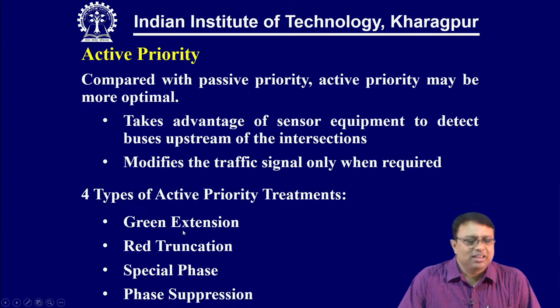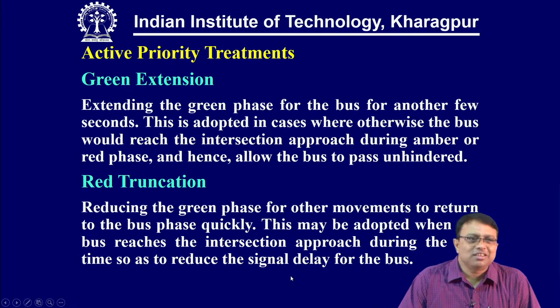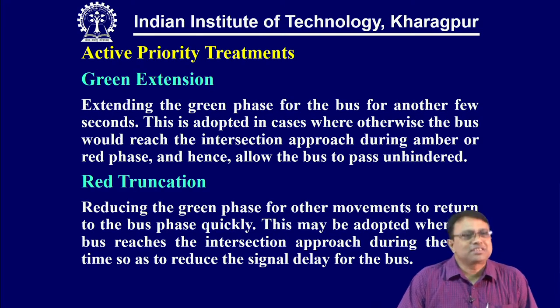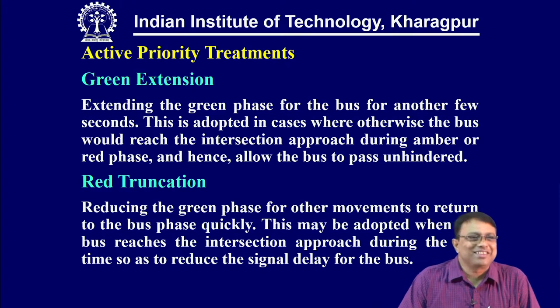Active priority again could be four types: green extension, red truncation, special phase, and phase suppression. What is green extension? Green extension is simply that the green time is there, the bus is approaching, and the controller detects the bus. So, the green time is extended for another few seconds, just to allow the bus to cross that intersection without stopping. That is the green extension.